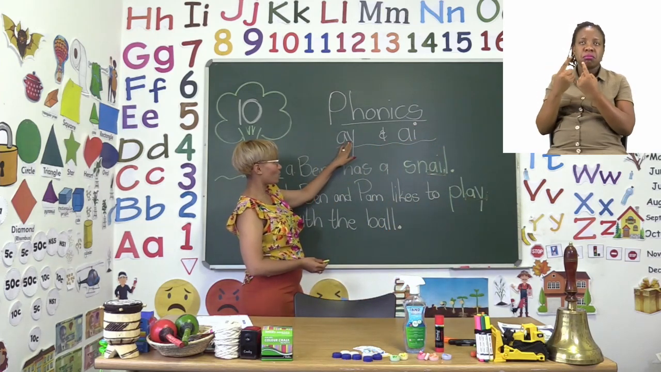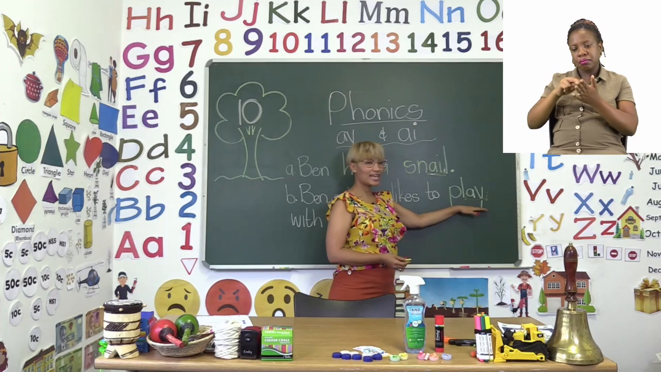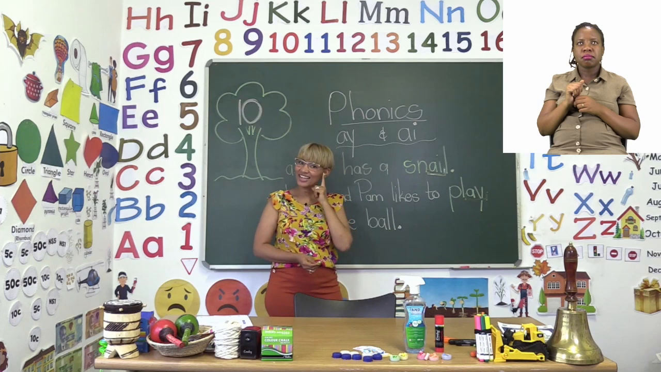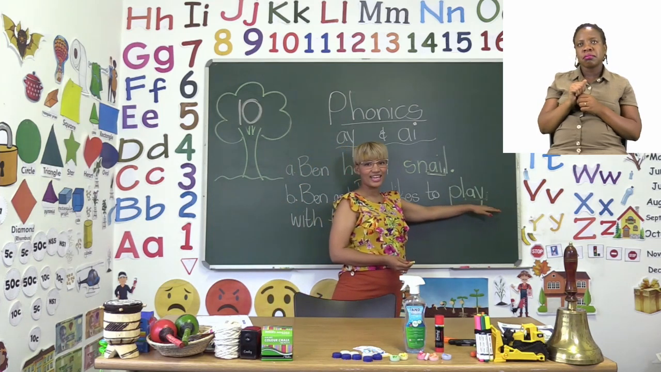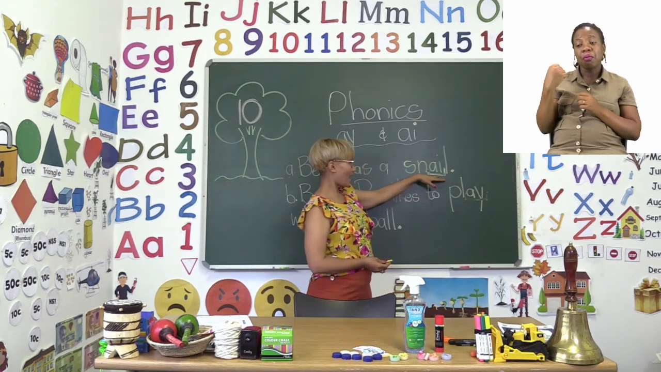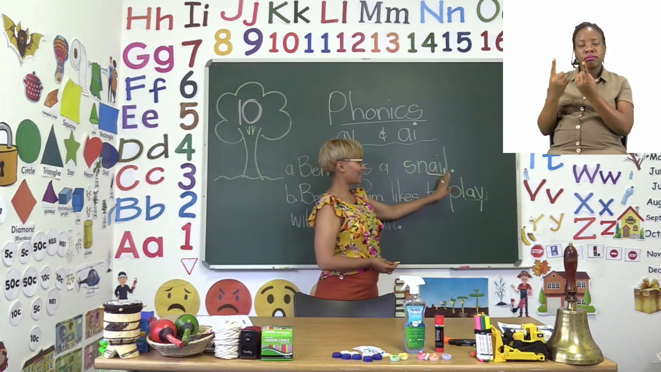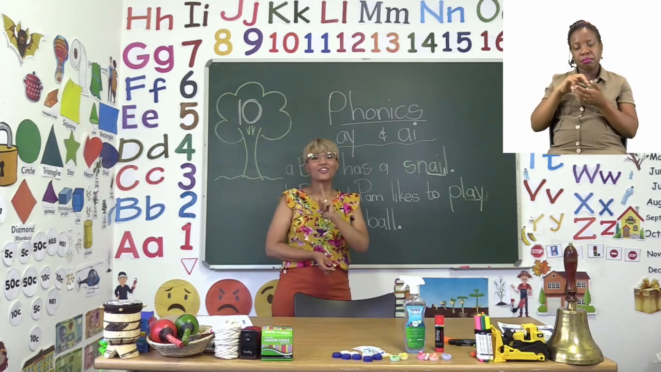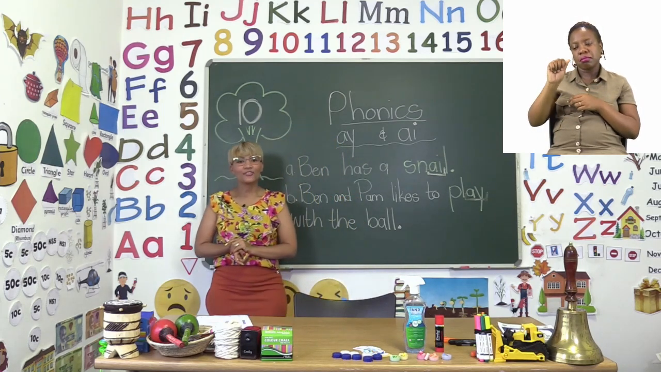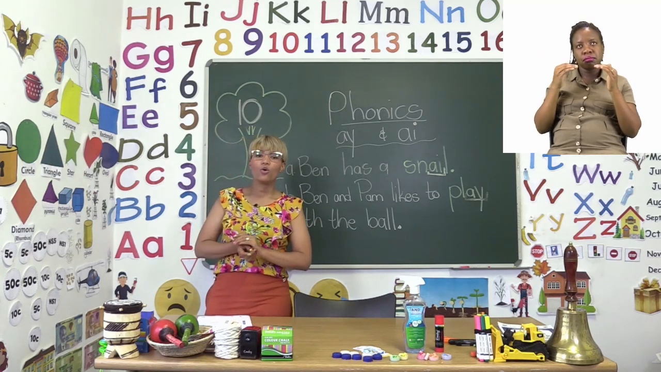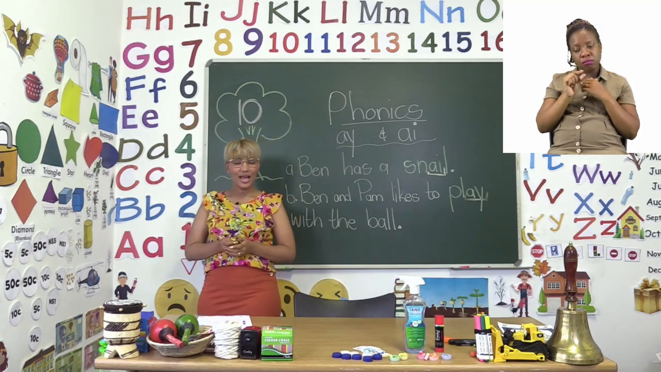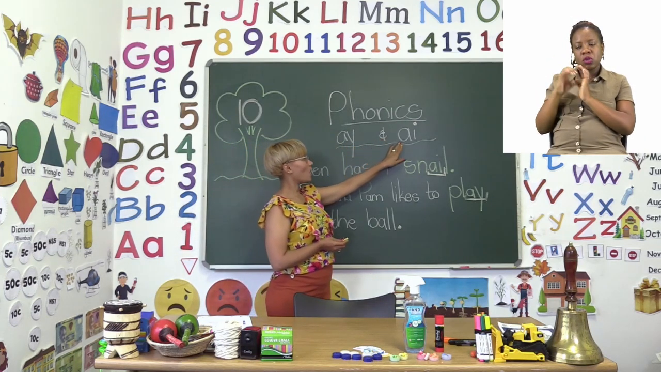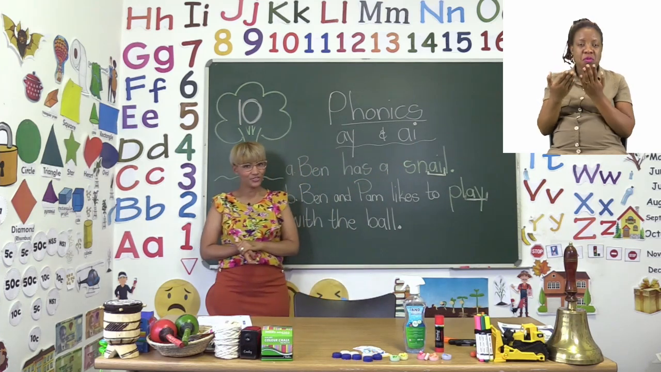So it is the AY digraph used in the word play. But we still hear it as A, also A, but they are spelled differently. Okay, now that is for number 1. You have to now go ahead and finish or complete all the other sentences by looking at which digraph, AY or AI, you have to fill in.